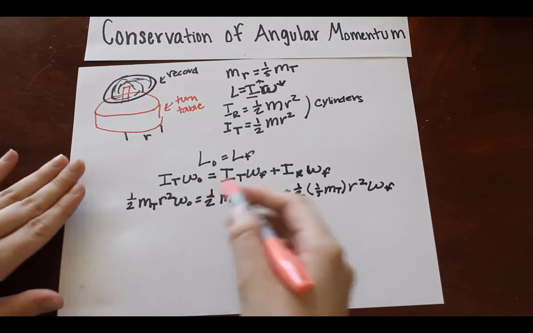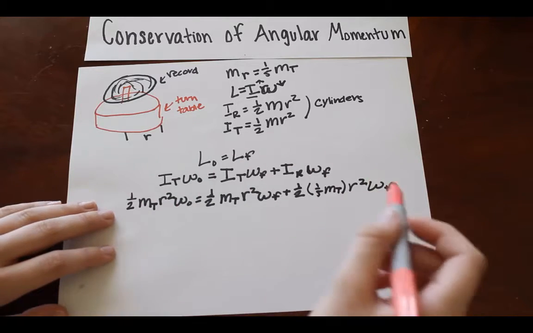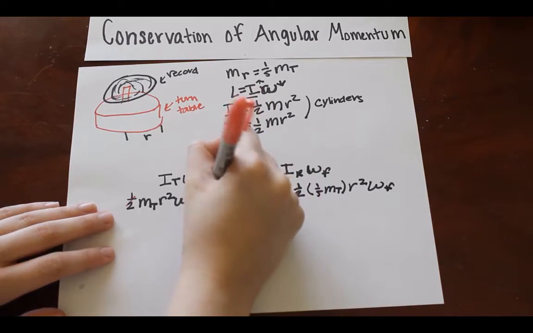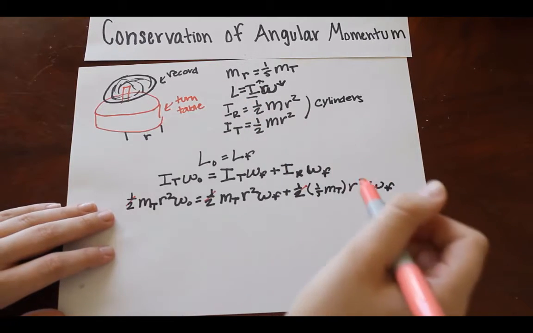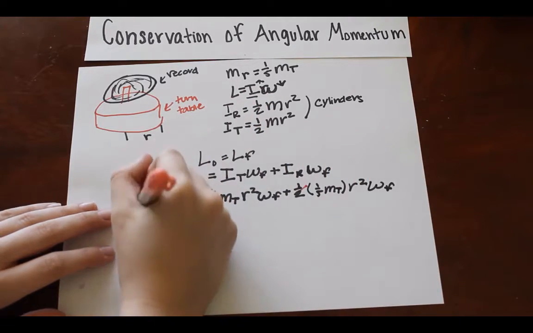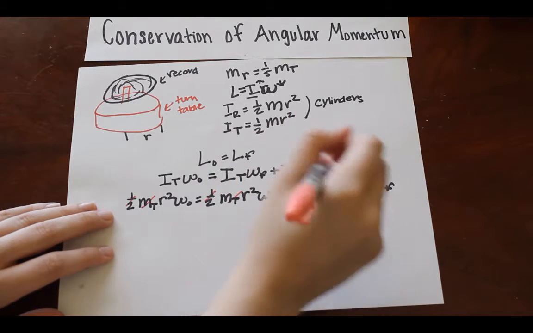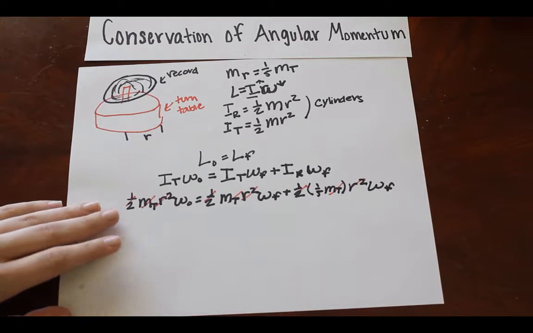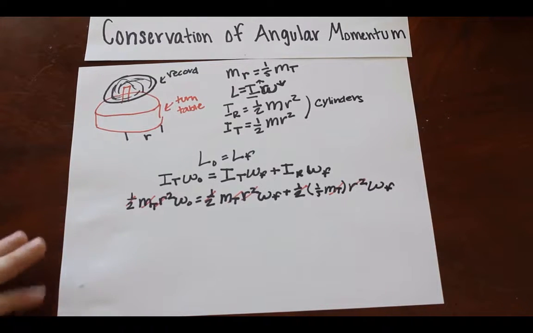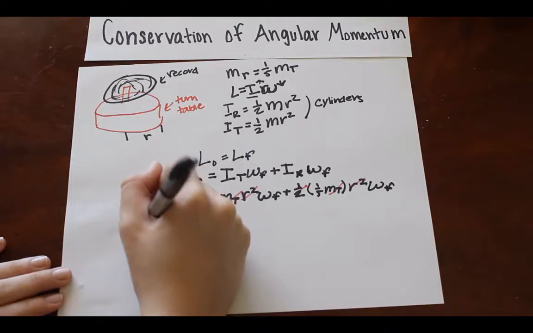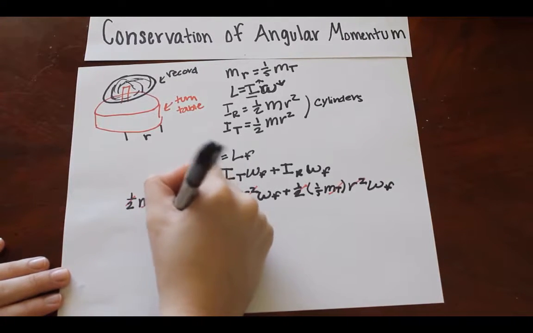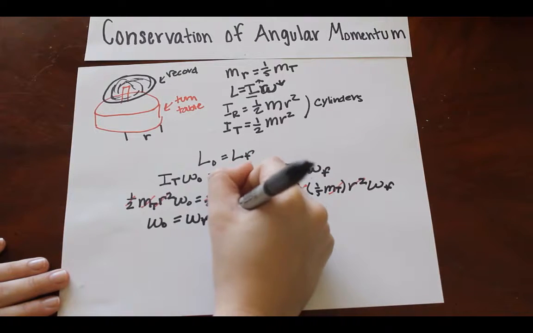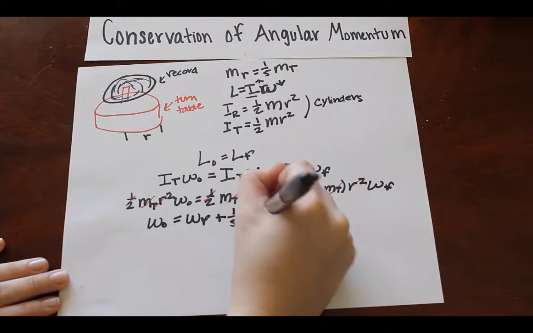It's pretty long, so let's see if we can take anything out of it. I see that every part has a 1/2, so we can take out a 1/2. We can also take out mass of the turntable and radius squared. That leaves us with omega naught equals omega final plus 1/5 omega final.